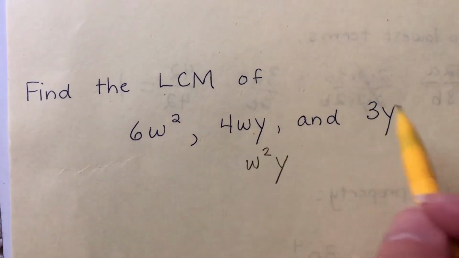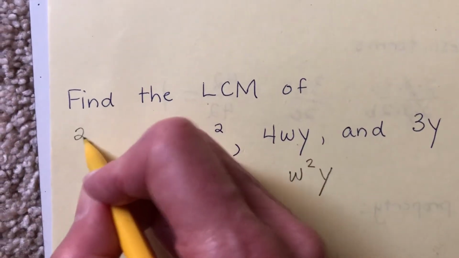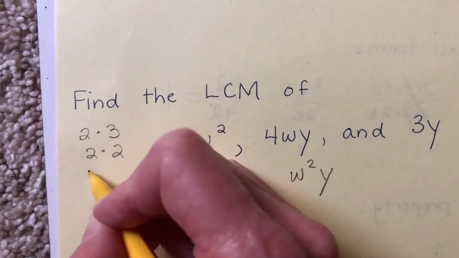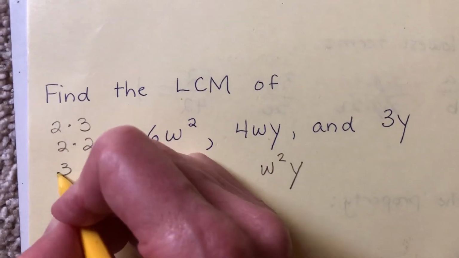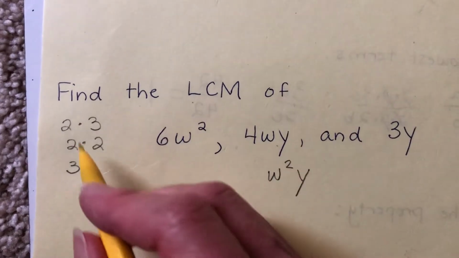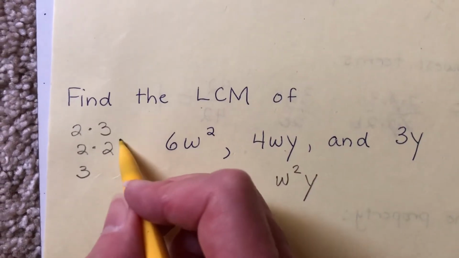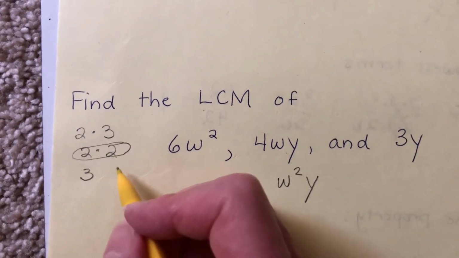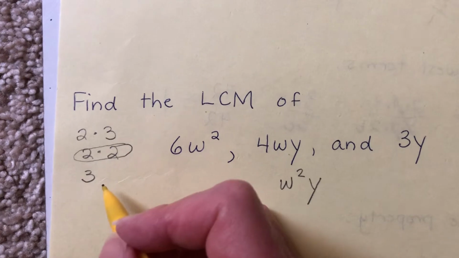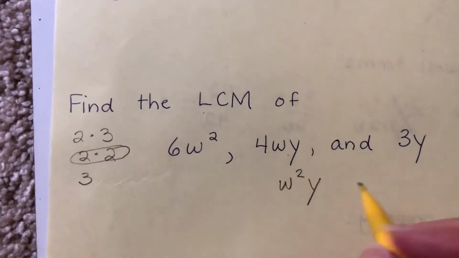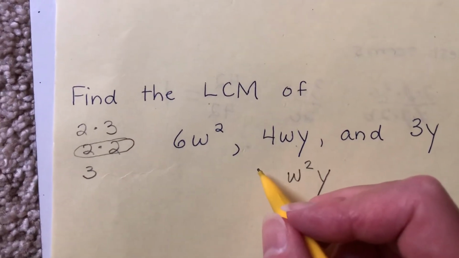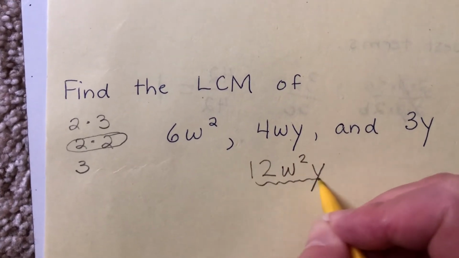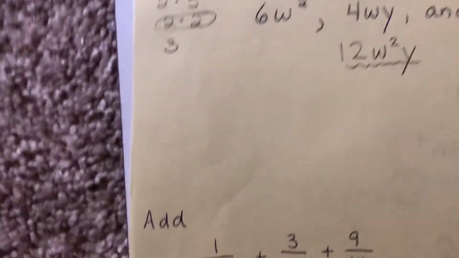Then between 6, 4, and 3, the 6 breaks down into 2 times 3. The 4 breaks down into 2 times 2, and the 3 is prime. So the factors we need are 2 and 3. We have to use 2 2's because that's the most we see it in any one breakdown. 2 2's is 4. And then we have to use 1 3 because that's the most we see it in any one factorization. So 4 times 3 is 12. So that would be my least common multiple.